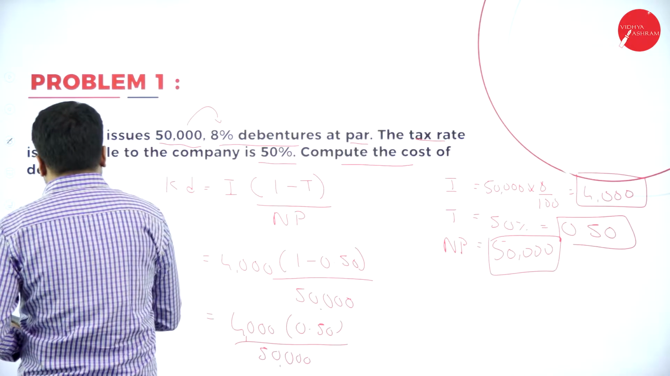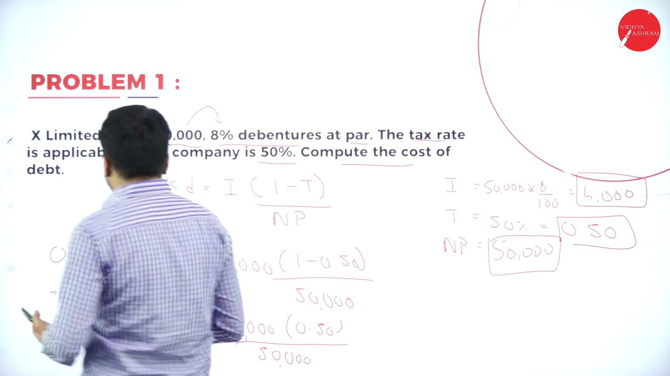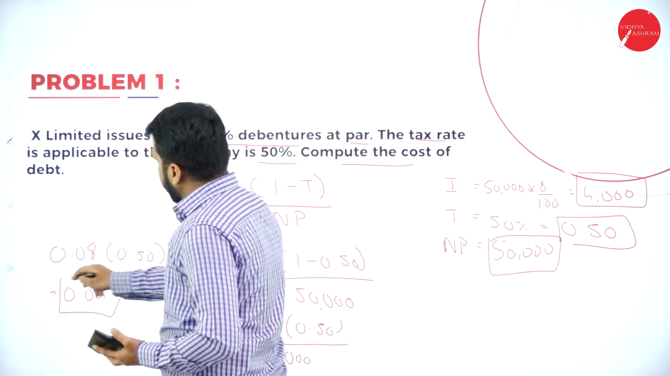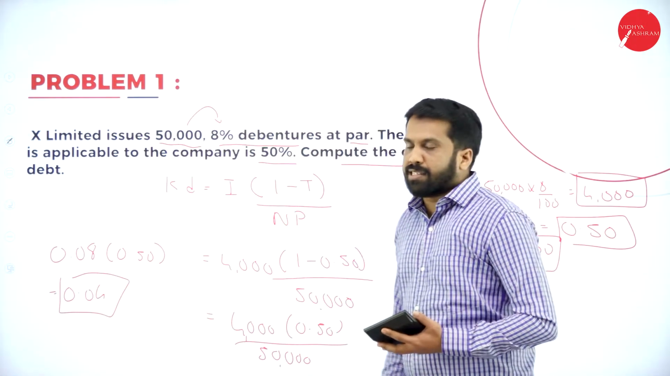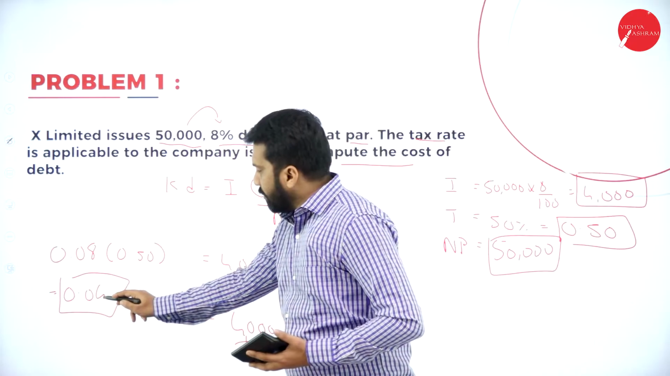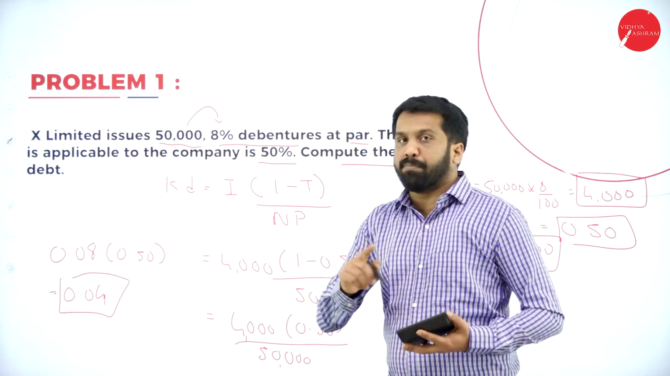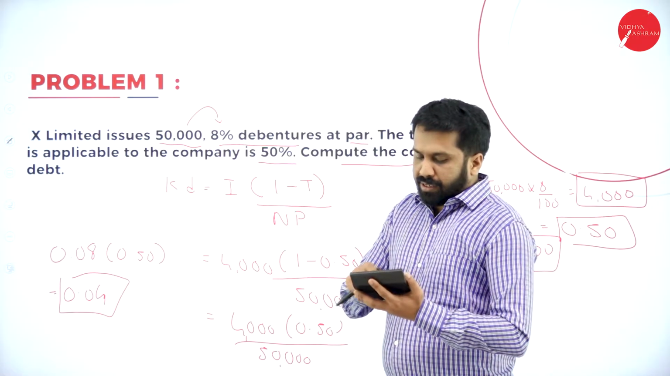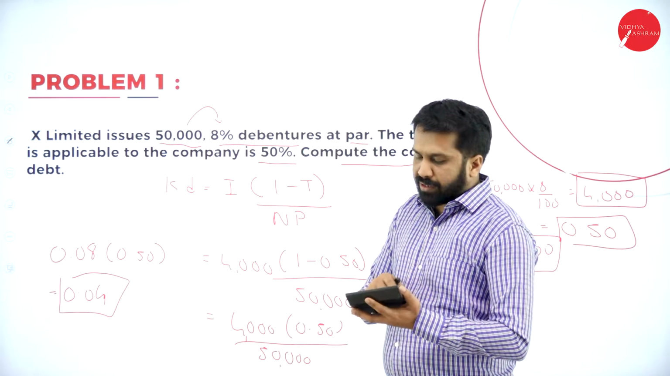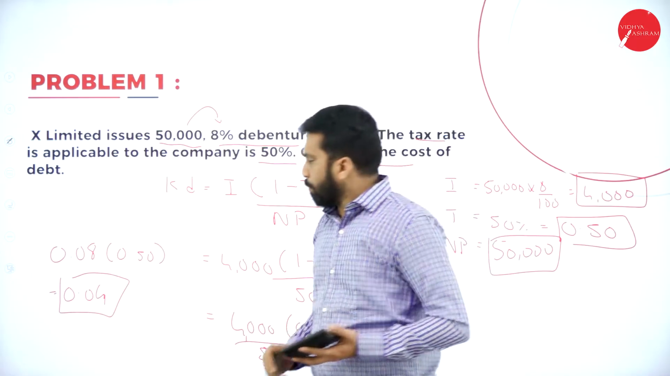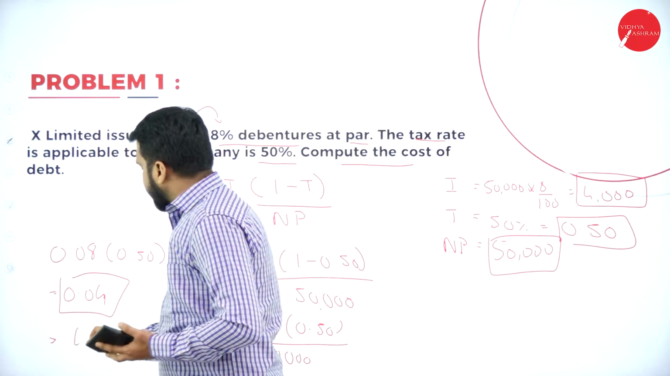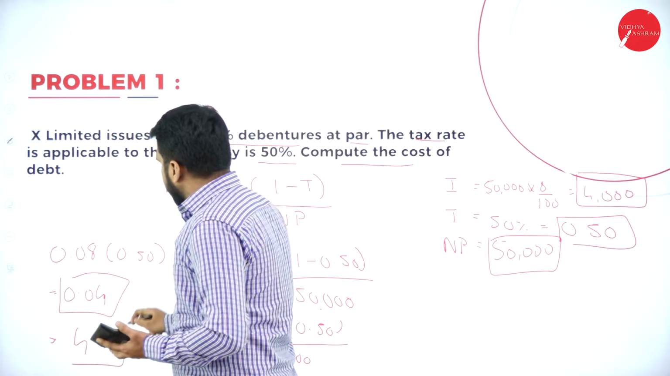0.50. Your final answer is 0.04. This is your final answer. 0.04 is your final answer. I don't want it in numbers, I want it in percentage. How to calculate? 0.04 into 100. You will get 4%. Your final answer is 4%.